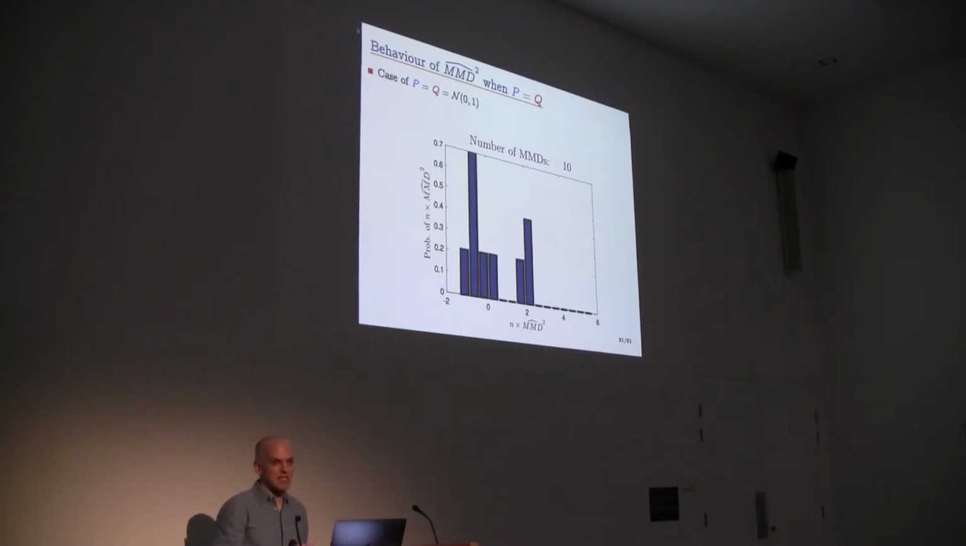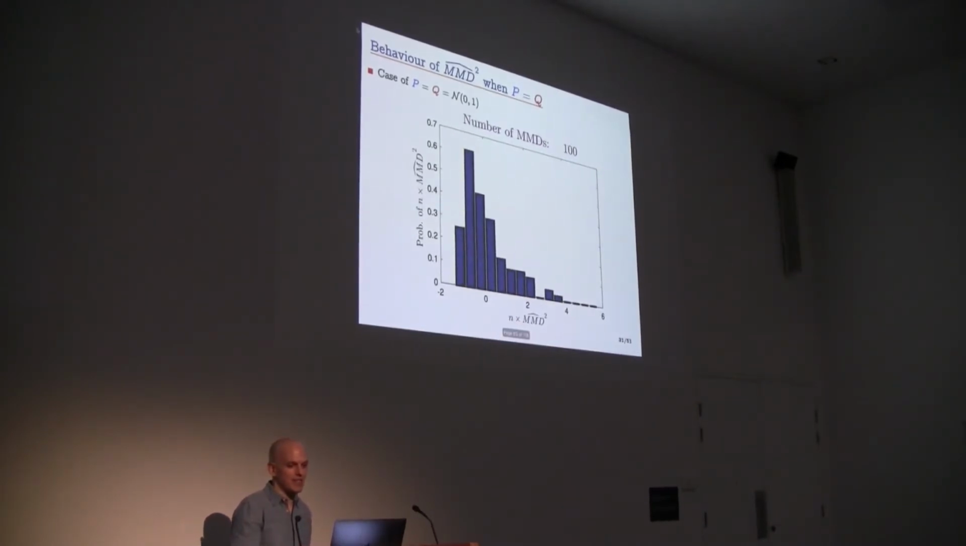The reason for this is that I'm computing an unbiased estimate of this square distance. Okay? Because it's unbiased, and because the mean is 0, I'm going to expect to see empirical values above and below 0. Because the average is going to be 0 in the infinite sample limit. So that's why I'm seeing negative ones. Okay? So 10 MMDs, 20 MMDs, 50, 100, 1000. I'm adding more and more, but this is still not looking like a Gaussian.